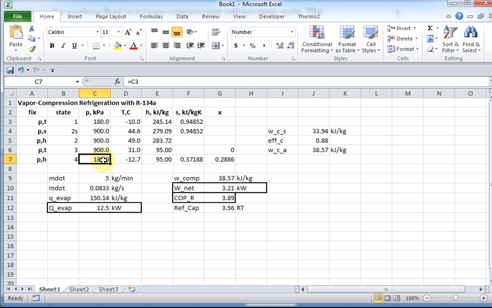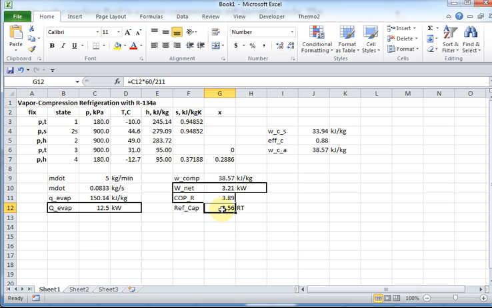And then state 4, the pressure and the enthalpy. It's just copied down from E6, and you see the quality there is evaluated as a function of pressure and enthalpy. Calculate Q dot evap, which is the mass flow rate times the specific heat transfer in the evaporator, H1 minus H4. The specific work of the compressor is the same as we calculated over there, but you multiply it by the mass flow rate to get the net work, and the coefficient of performance. True?